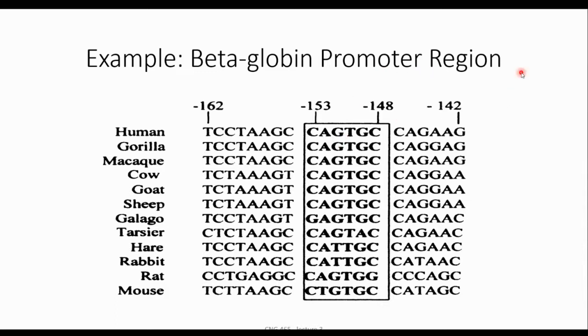So inside the promoter region for beta-globin, for different organisms, like for human and gorilla, you can see this position exactly has the same code, you see? And sometimes there are similarities, but not, for example, 100% the same. That's how we understand there should be maybe a function that they are responsible for.